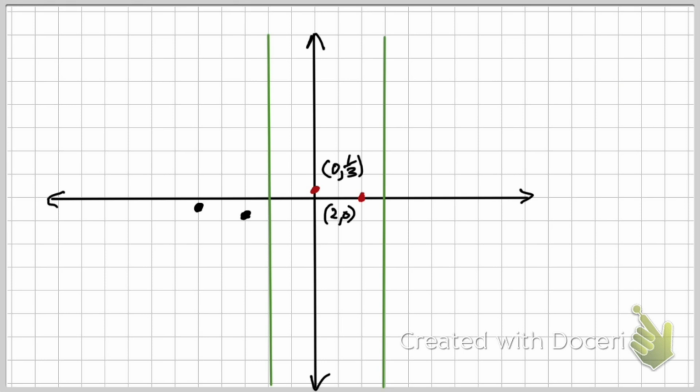I plot that point. Notice it's closer to the x-axis than my first black dot. So what's that tell me? I know that the graph cannot touch that green line. I know that the x-axis is a horizontal asymptote, so I can sketch the very first part of my graph. Rough sketch, I know, but that's probably what it's going to look like. And notice it's getting closer to the vertical asymptote and closer to the horizontal asymptote.